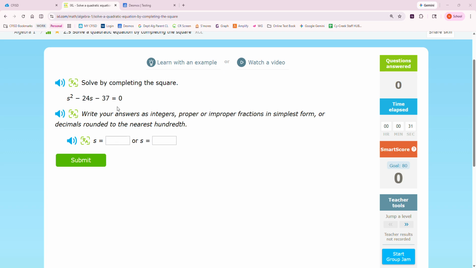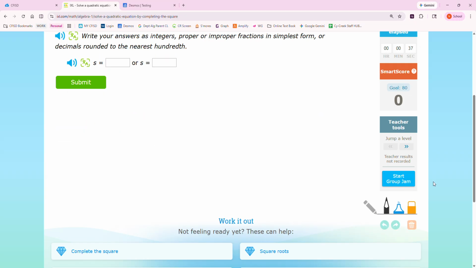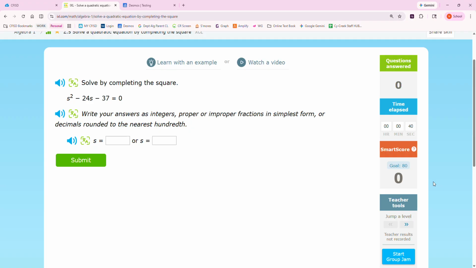All right, so we're going to solve this quadratic by completing the square. Completing the square is done a little bit differently than factoring and solving with the quadratic formula. You do not want your C term on the same side. So whatever you have that's a constant number, like negative 37, you want to move it to the right side.